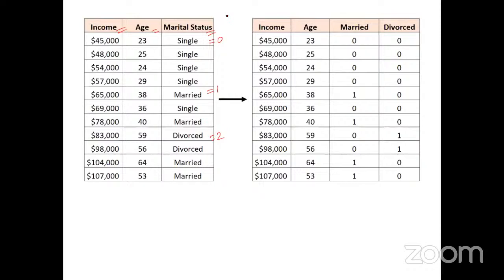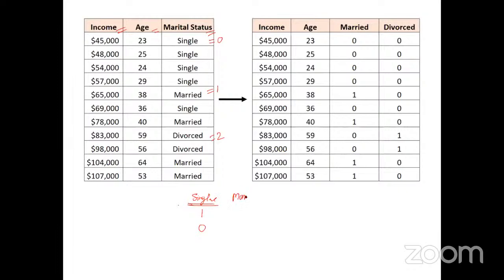But before proceeding to the regression analysis, we have to create the dummy variables. Our first variable is single. If your variable is single, we take 1. If it is not single, then it is 0. This kind of coding we have to do.